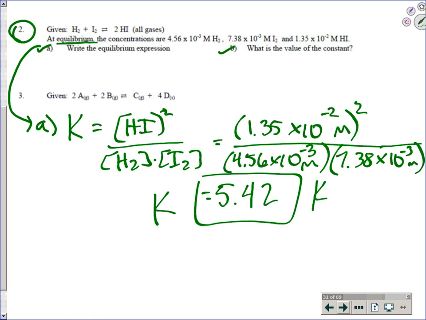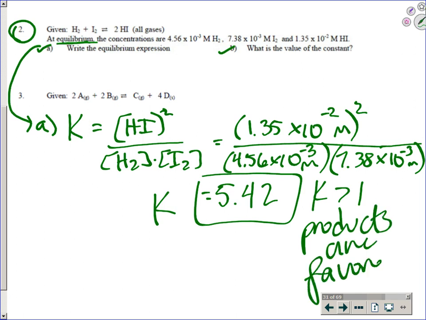So this K means greater than 1, which means what? More products. Products are favored. Products are in greater quantity. The graph has products on top. There's a lot of ways to say that. Okay, so do you feel good about plugging numbers in? Yes. I mean, it's just plugging numbers in, right?